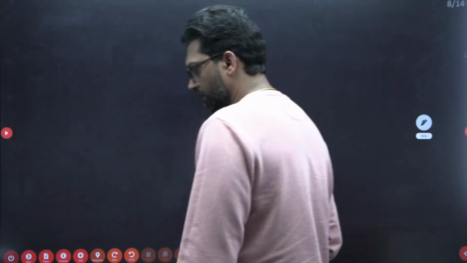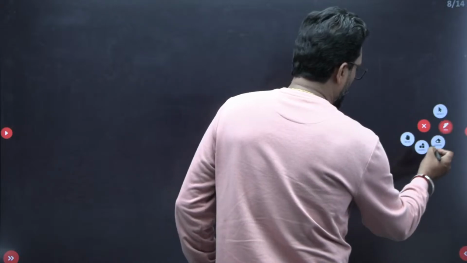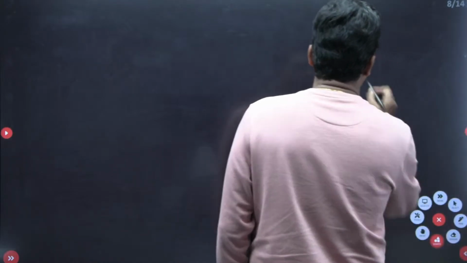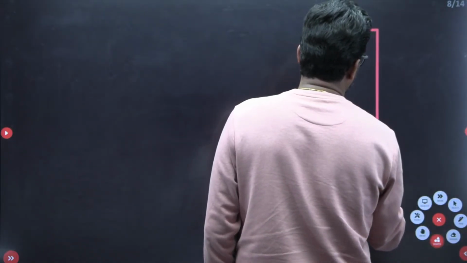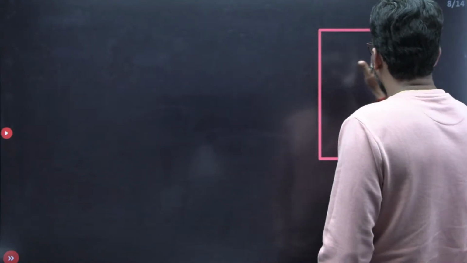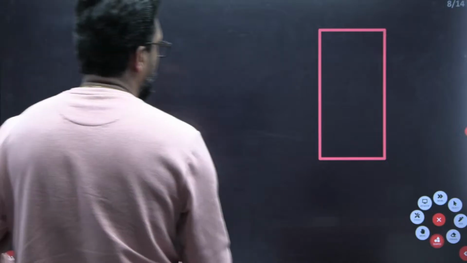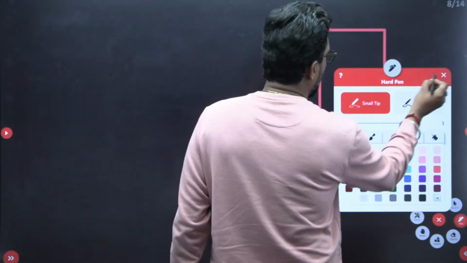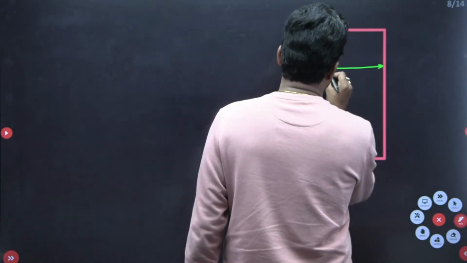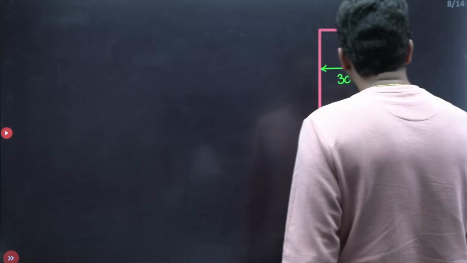How to solve? Please see. So, beta, this is your wall. This wall has this face and this face, and the distance between these two faces is your 30 centimeter. That means this is your 30 centimeter wall.